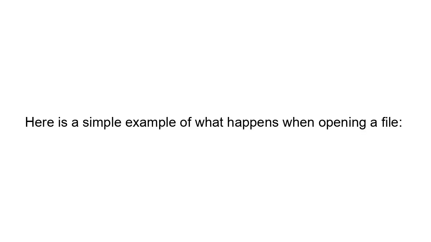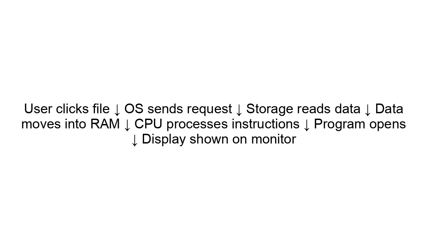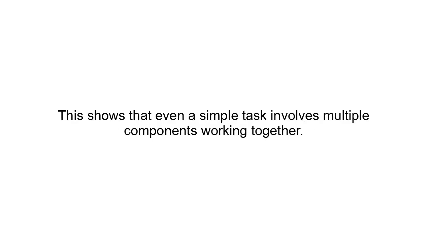Hardware communication example. Here is a simple example of what happens when opening a file. The user clicks the file. The OS sends a request. Storage reads data. Data moves into RAM. The CPU processes instructions. The program opens. It is displayed on the monitor. This shows that even a simple task involves multiple components working together.